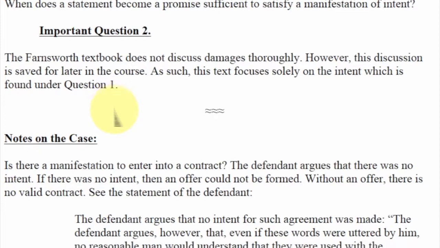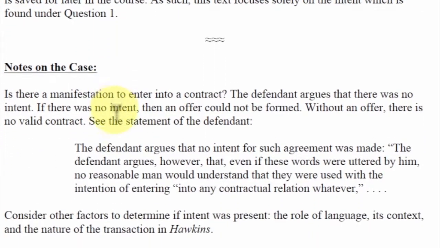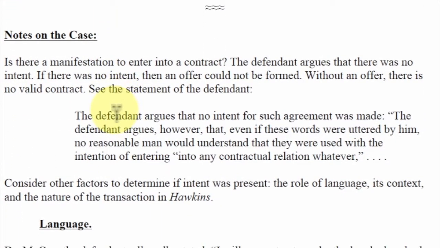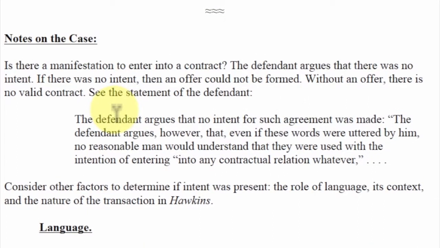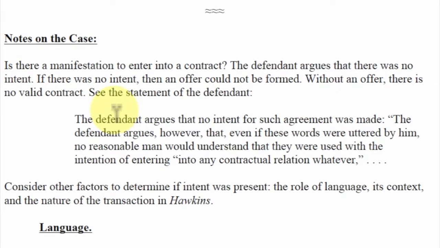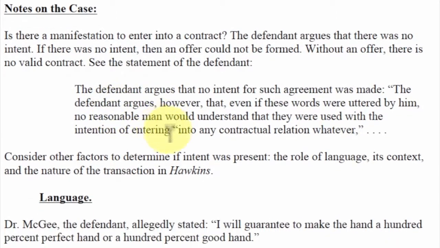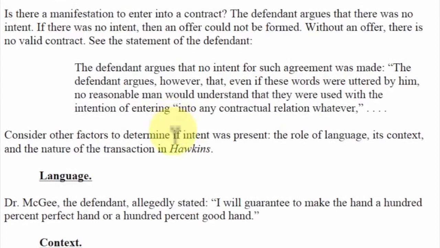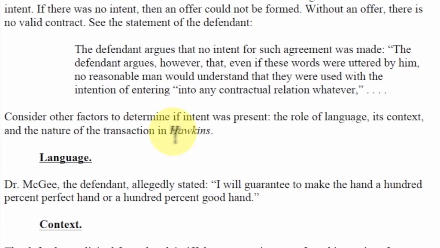So let's go ahead and talk about some notes here. What the defendant is saying is, look, there was no intent, because if there is no intent, then there cannot be an offer. And if there is no offer, of course, there is no contract. And you can read some of the words here that the defendant argues. We're not going to go into that, because again, we're just touching on what's important for the law school exam.